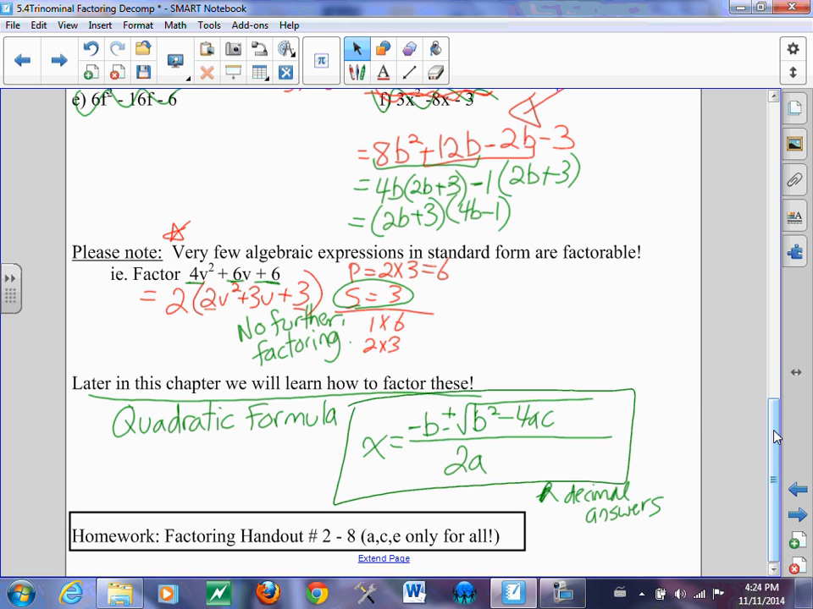Make sure you're getting your homework done, which is right here. Factoring handout numbers 2 to 8, A, C, and E for all.